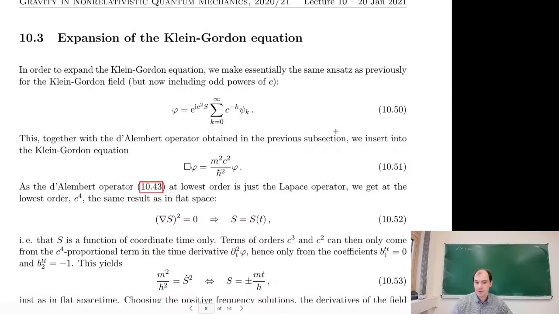So now, once we have the D'Alembert operator, as the next step we can go ahead and insert it into our Klein-Gordon equation. So we do the same expansion of our field phi, with the only difference that we now also include odd powers of c, as I said, so we don't just have an expansion in powers of 1 over c squared, but we expand in powers of 1 over c. So the coefficient phi 1, for example, now belongs to the power 1 over c. So those are shifted a bit compared to what we found in the previous result.